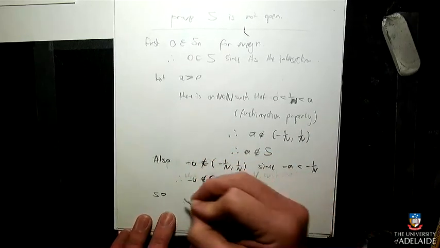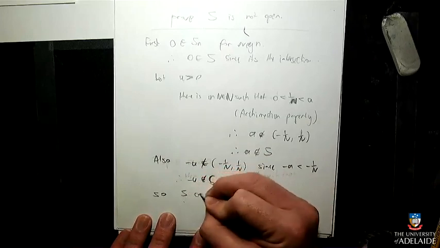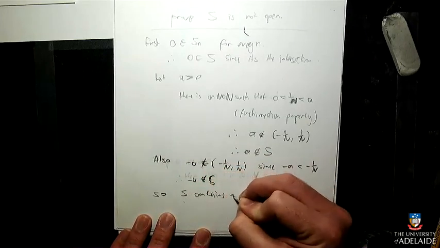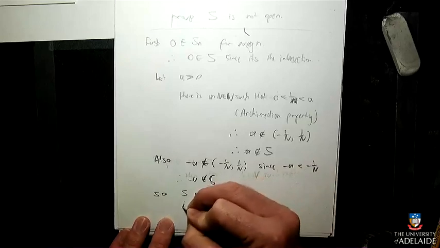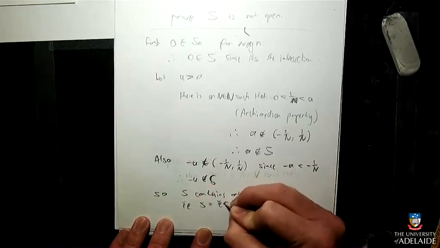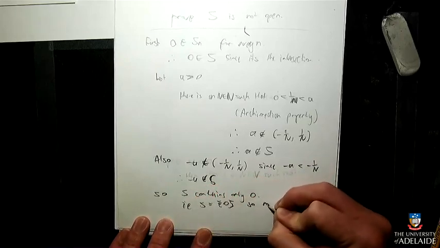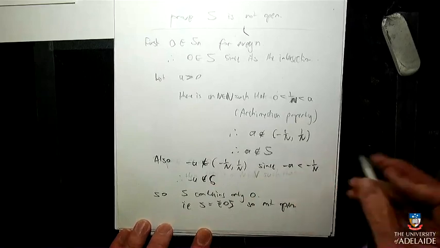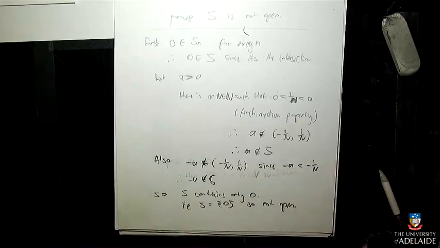So S contains only 0, i.e. S is just a set with 0 in it, and so it's not open, because we just said that a set with just one thing in it isn't open. Yes. Okay.